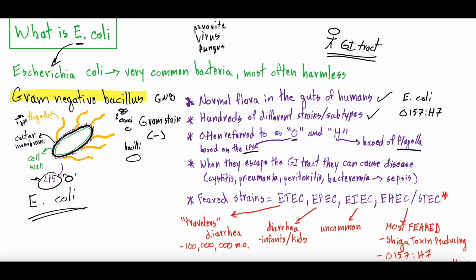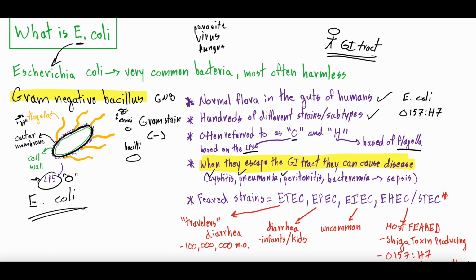Another thing to note is that we mentioned they're normal flora in the GI tract. And when they're in the GI tract, these benign strains don't cause disease. But when they escape the GI tract, even if it's a benign strain, they can cause disease. Many of you out there might have had E. coli in your urine, causing a urinary tract infection, or as we say in medicine, cystitis. When they escape the GI tract and get into the lungs, they can cause pneumonia. When they escape the intestines and get into the abdominal cavity, they can cause peritonitis.